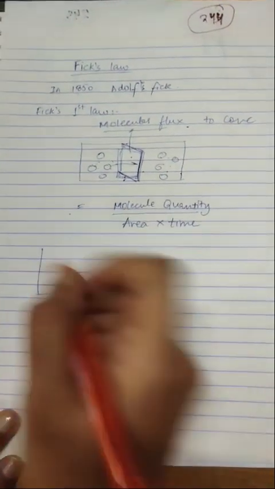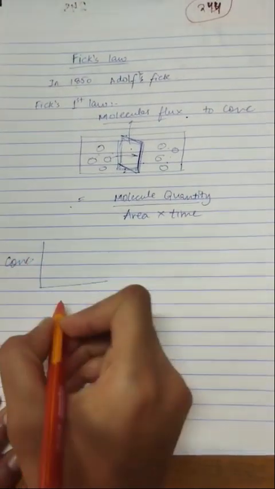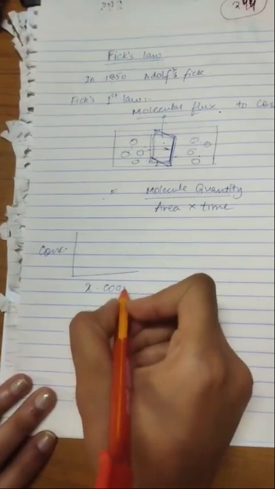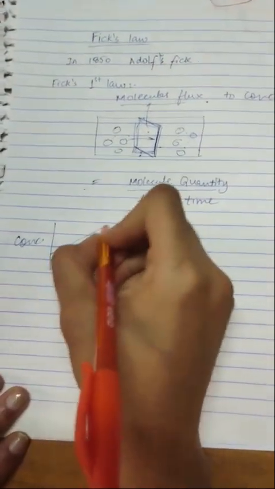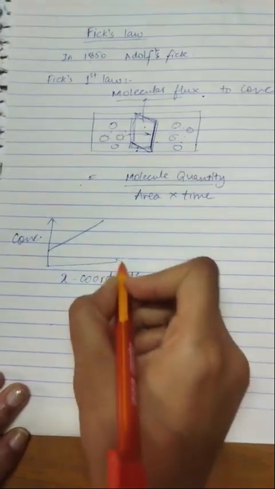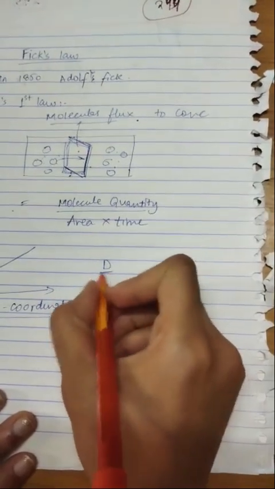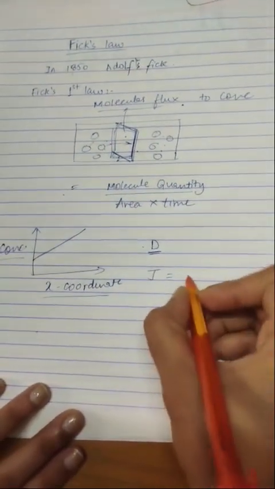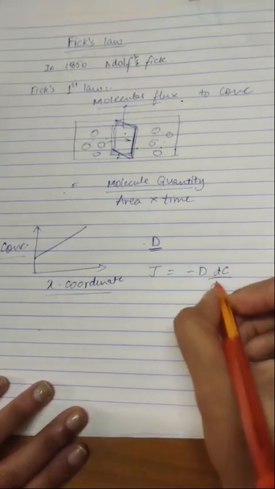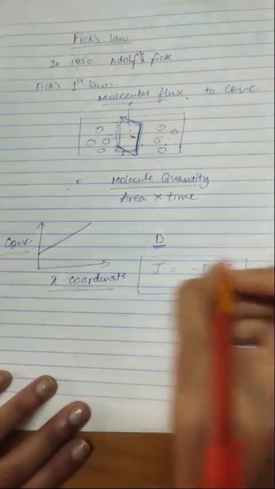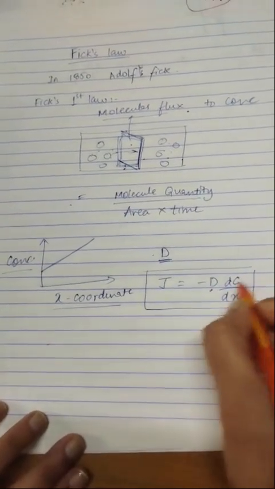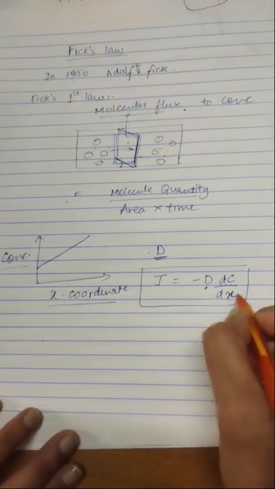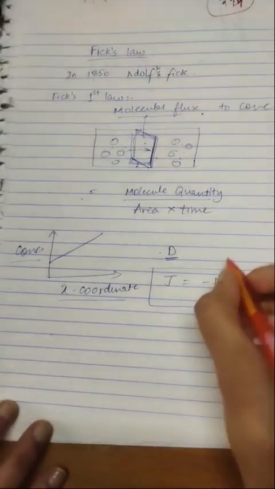So if we consider a concentration versus coordinate graph, it becomes a straight line, and the parameter that relates these two quantities, as we know, is the diffusion coefficient, which is denoted by D. So the flux, which is denoted by J, is given as J = -D dC/dx. This is Fick's first law, where D is the diffusion coefficient, C is concentration, and x is the coordinate or position. This is for 1D.